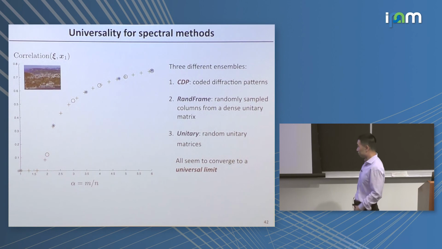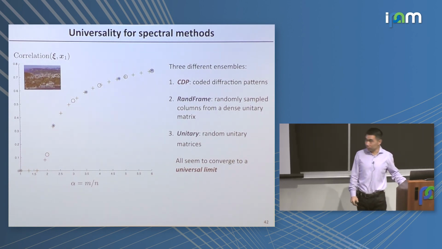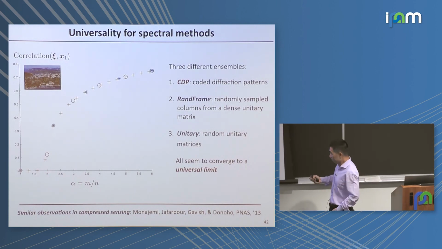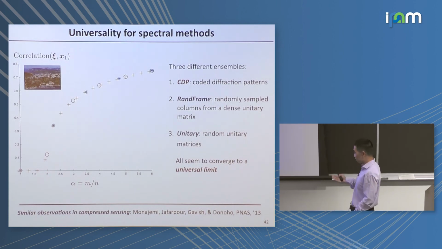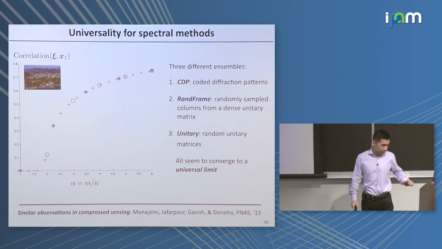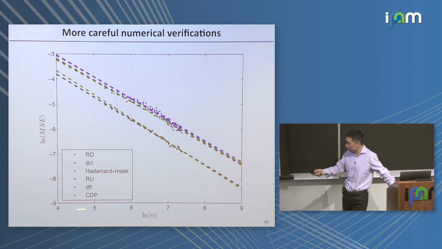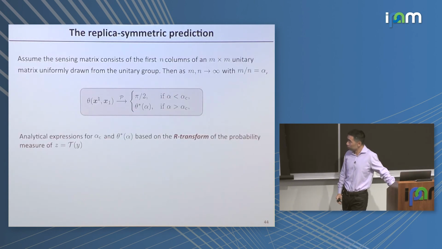So of course, this is an indication of universality behavior, and I want to mention this type of universality has been observed in other systems, for example in compressed sensing and so on. We also did some more careful experiments as a function of n. We can see that they all essentially follow the same curve.